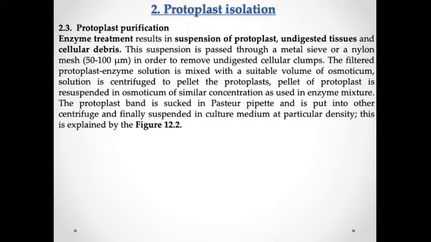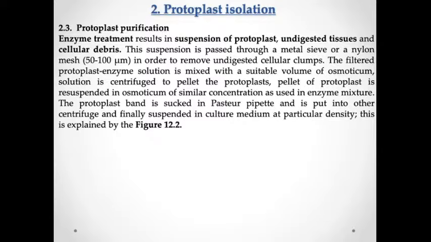Once you have done the isolation, it comes to the purification. Enzyme treatment results in a suspension of protoplast, along with undigested tissues and cellular debris. The suspension is passed through a metal sieve or a nylon mesh in order to remove the undigested cellular clumps. The filtered protoplast enzyme solution is mixed with a suitable volume of osmoticum. The solution is centrifuged to pellet the protoplast, and the pellet is resuspended in osmoticum of similar concentration as used in the enzyme mixture.